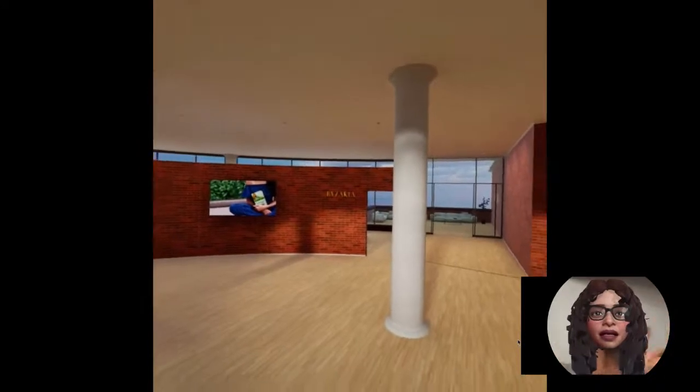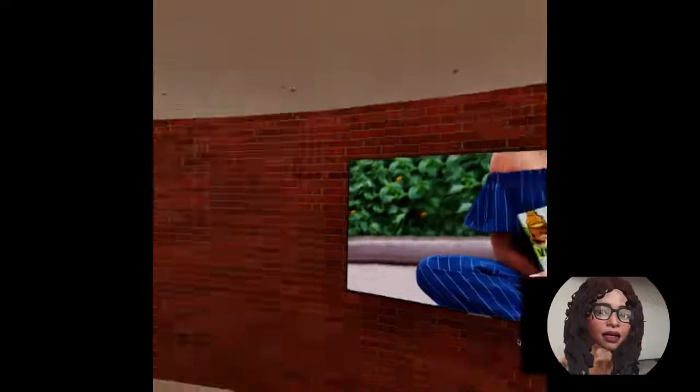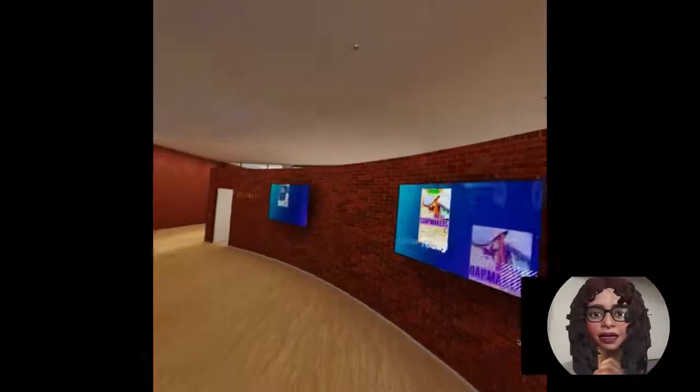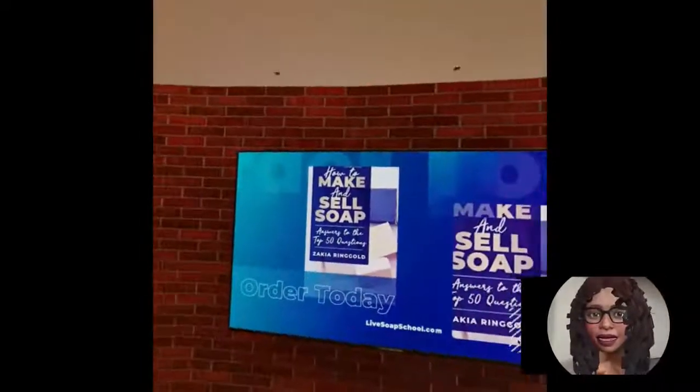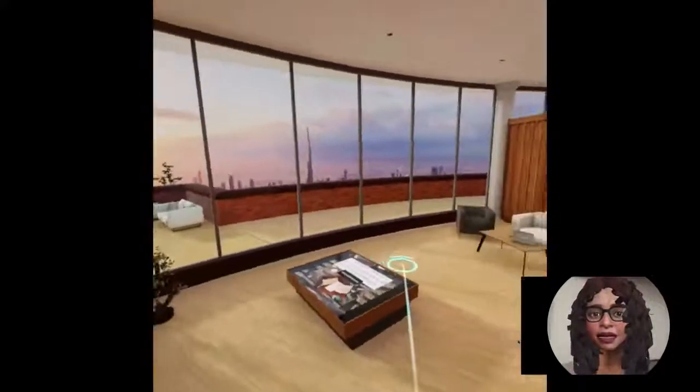So, along this back wall, I've actually added some videos of the new Soapmakers Cookbook series. So, it's just like people holding the book. I have the Live Soap School logo, of course. I have the new Soap Makers Cookbook ingredients for, no, that's cold process soap there. And then the latest book, which is the How to Make and Sell Soap.